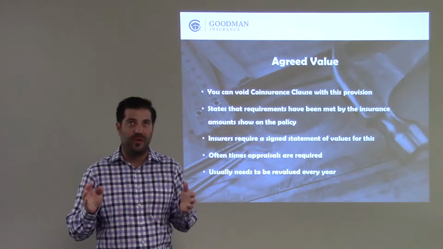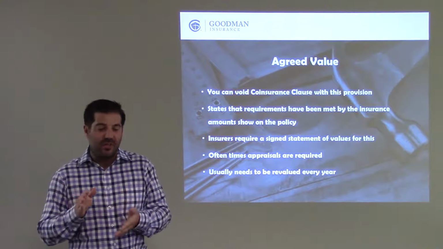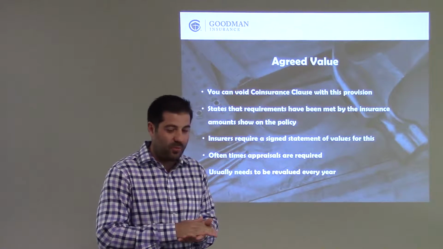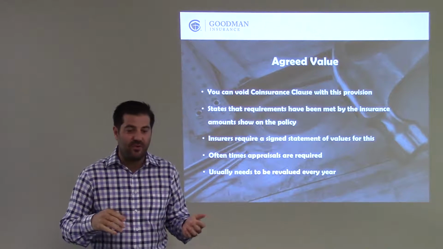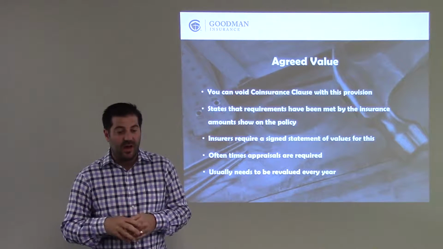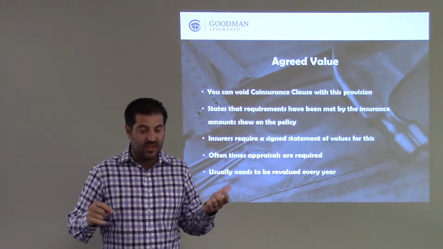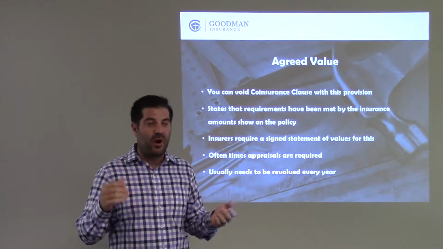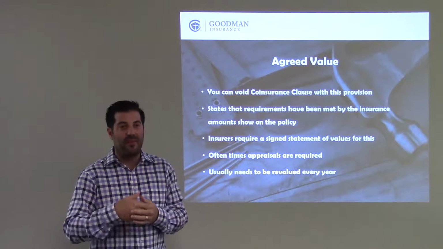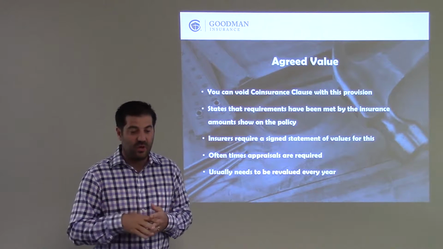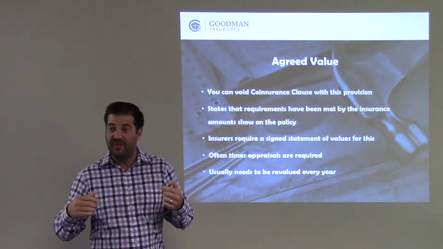One way to effectively cancel out the coinsurance formula or penalty is to have what's called agreed value. It voids out the coinsurance, and basically it states that the requirements of the insurance have been met by the amount shown on the policy. So the insurers will require a statement of values.